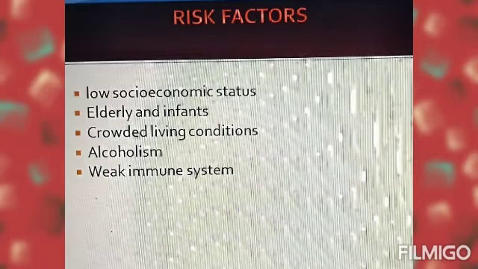In this, there are risk factors which increase the occurrence of pulmonary TB. Low socioeconomic status, elderly and infants, crowded living conditions, alcoholism, and a weak immune system are the major risk factors for the occurrence of pulmonary TB.